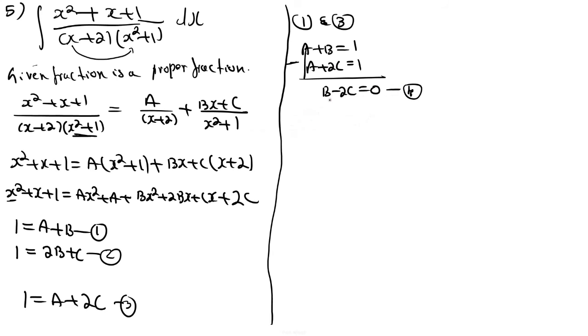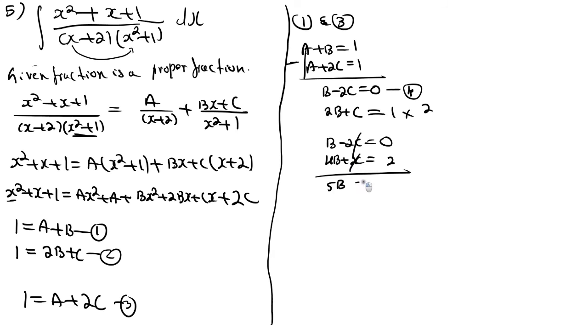Now consider the equation 2, that is 2b plus c is equal to 1. Multiply by 2 here, what you will get? b minus 2c equal to 0 and 4b plus 2c is equal to 2. Then 5b, plus 2c minus 2c gets cancelled, 5b is equal to 2.